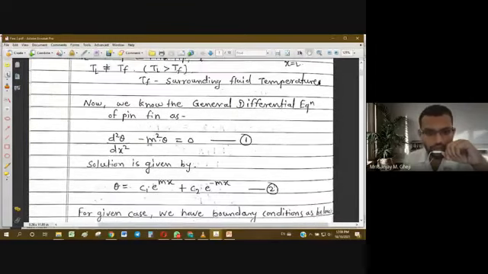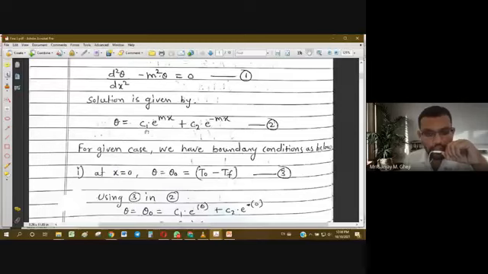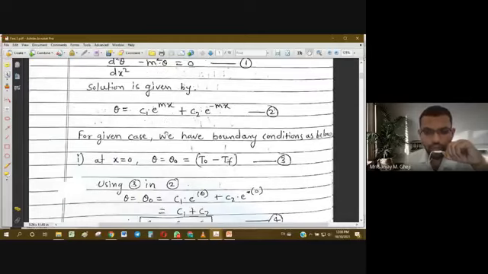Okay. Again, we start with the general differential equation of a pin fin: d2 theta by dx square minus m square theta equal to 0. Equation number 1. General solution also remains the same form: theta equal to c1 e raised to mx plus c2 e raised to minus mx. For this case, we have to find values of constants C1 and C2, and these depend on boundary conditions.